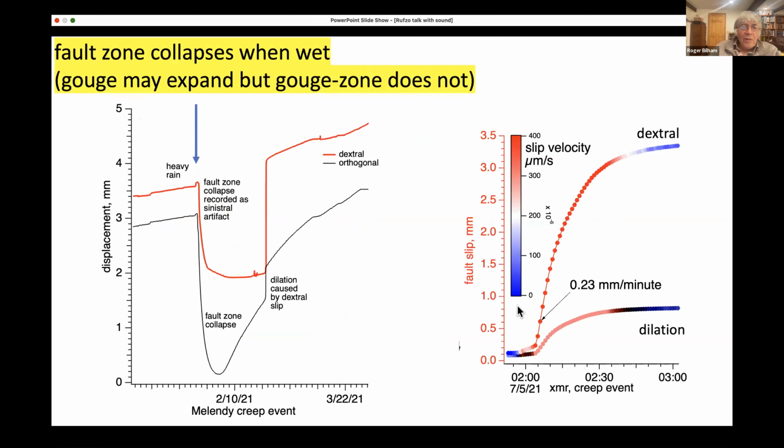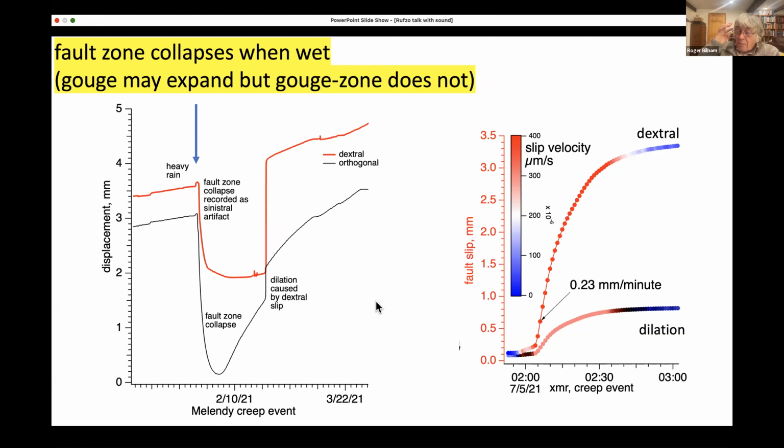Here's a view of the details of one of these. This is Melendy Ranch again. Here is a creep event, but about a week before this creep event, you can see there's heavy rain and the fault appeared to go backwards. And in fact, the fault zone shrank in width by almost 3 millimeters. Now, this requires a little bit of explanation, because most people have criticized creep measurements as being rubbish, because when it rains, the fault zone expands and you get all sorts of nonsense occurring. Well, what's actually happening is the fault zone is not expanding, it's contracting, which is kind of weird.